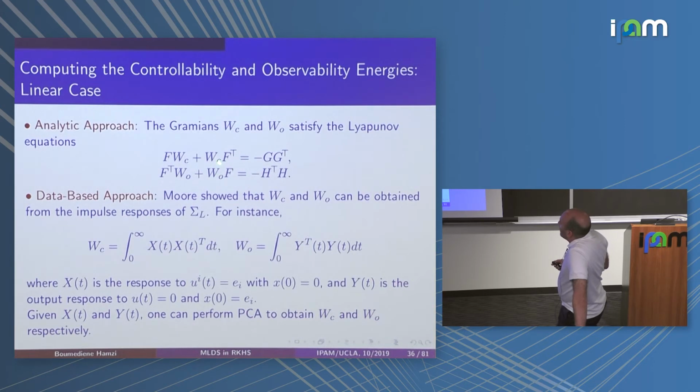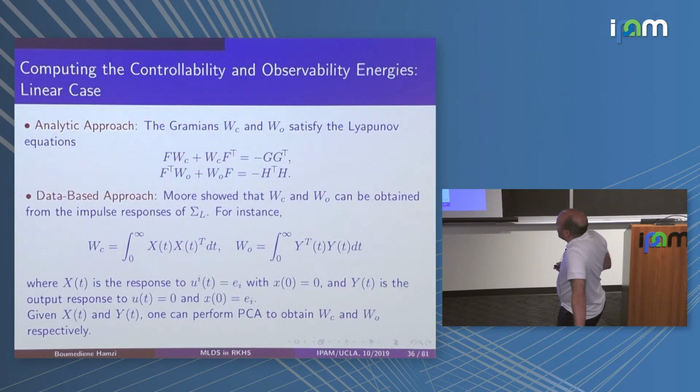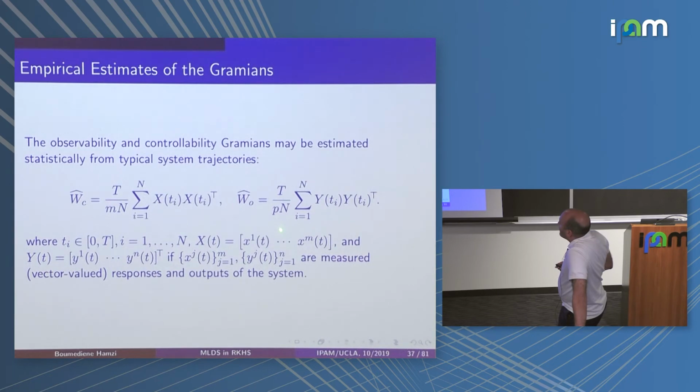So W_C and W_O in the linear case are given analytically by the solution of the following set of Lyapunov equations. From data, there is an approach, and this is what we are going to use essentially. We excite the system with impulses from the input with zero initial condition to get the controllability Gramian, and then excite the system with impulses from the initial condition with zero input to get the observability Gramian. From these responses X and Y, one can get W_C and W_O. Instead of working with this integral, we are going to work with their discretizations.